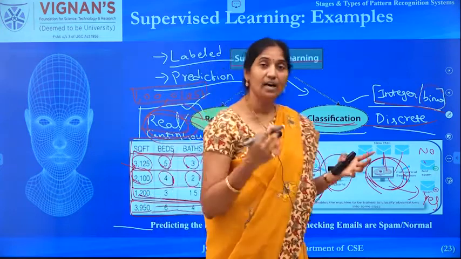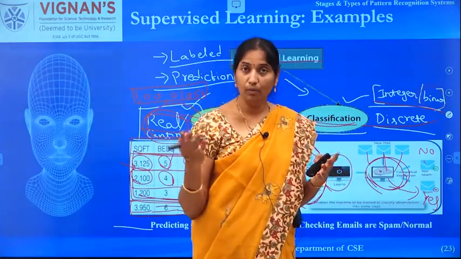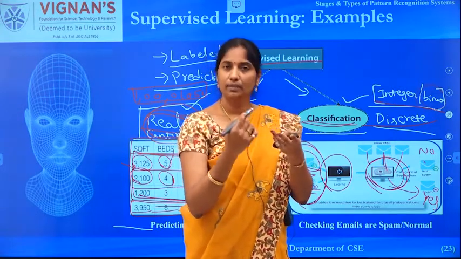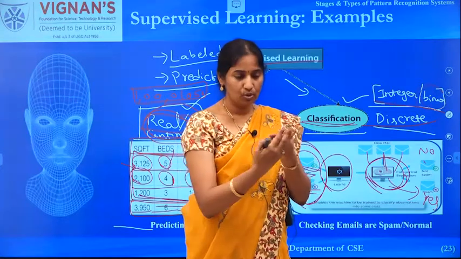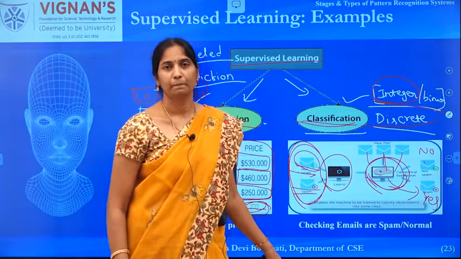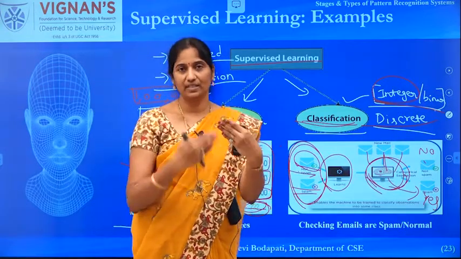In that case, how many predictions are possible? More than 2. In that case, it is not 2. It is spam, it is primary, it is update, it is promotion. So altogether there are 4 classes. So can I say that it is an integer output? 1, 2, 3, 4, I have 4 classes, right.